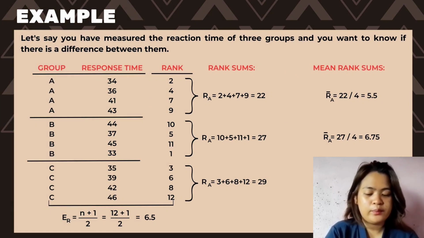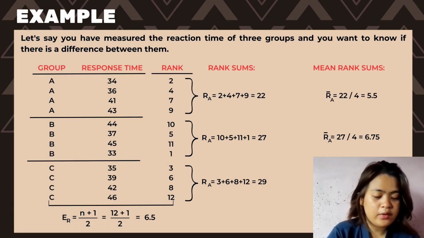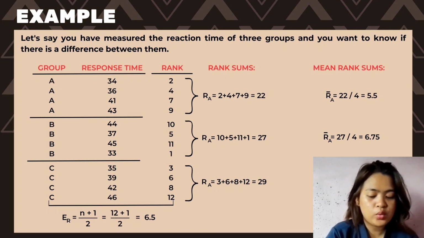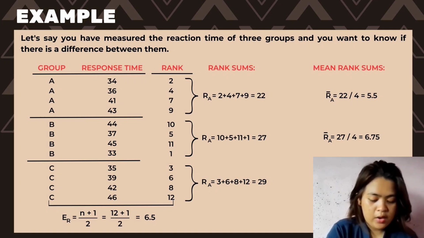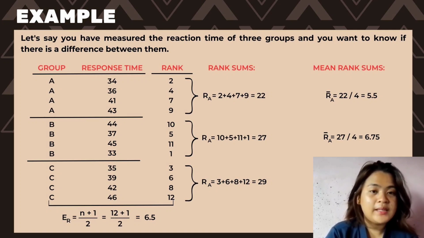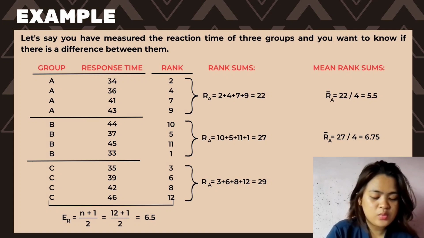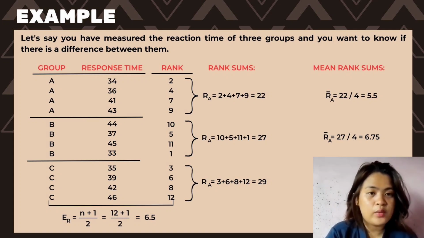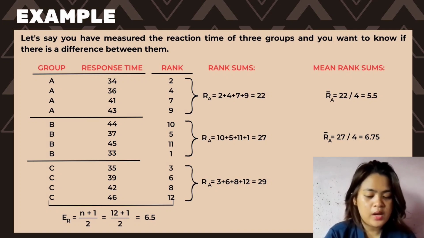So, next slide po. After getting the rank sum and mean rank sum of each group, here we calculate the expected value of the rank sum. The expected value, if there is no difference in the groups, would be a rank sum of 6.5. So, how did we get 6.5? Our total of 12 plus 1 divided by 2 equals 6.5. So, that is our expected value to calculate the Kruskal-Wallis test.